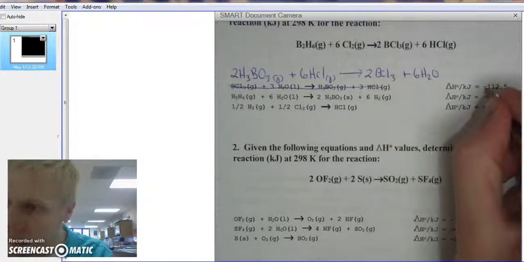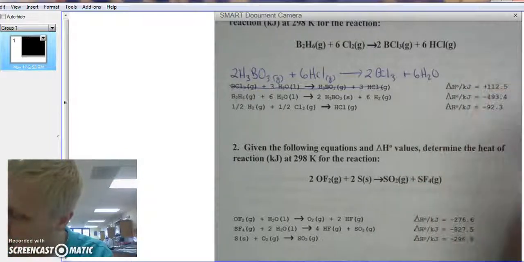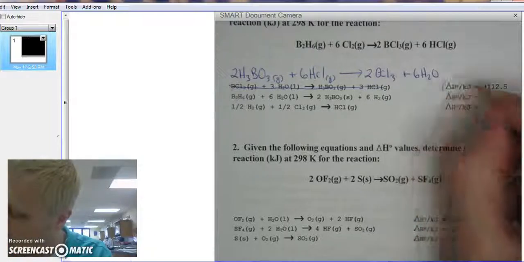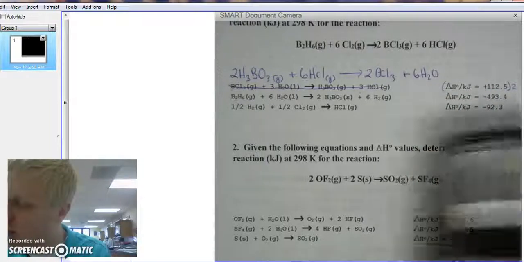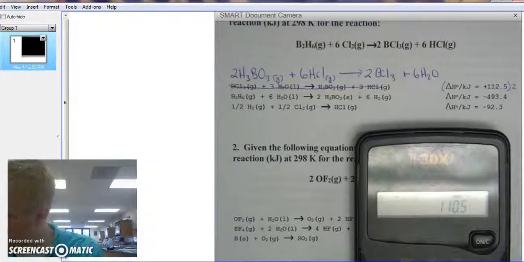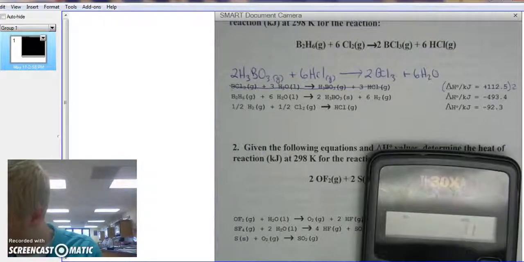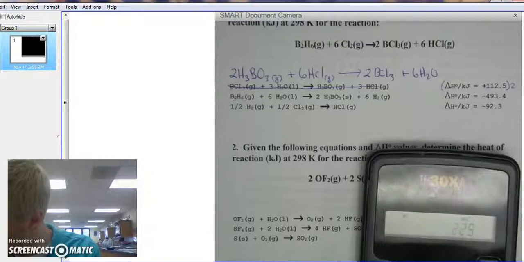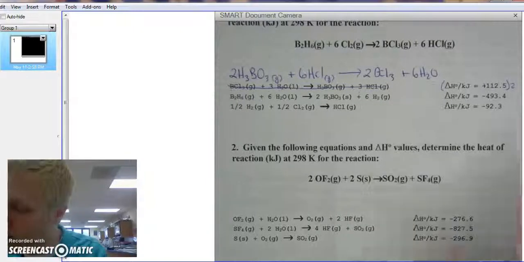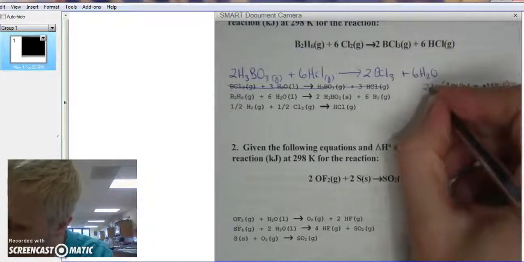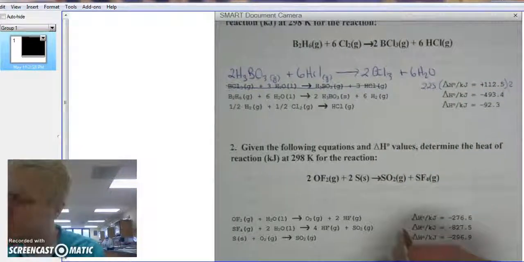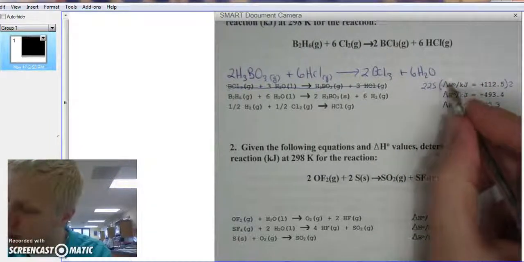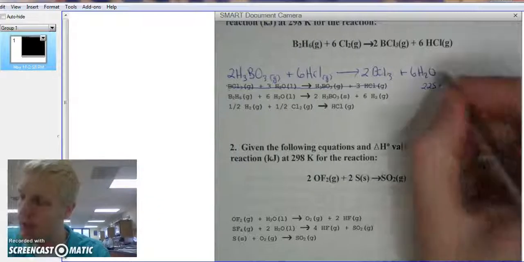So instead of having a negative, I now have a positive, and I'm multiplying it by 2. Take my calculator out that I bring to class each day. 112.5 times 2 is the same thing as 225. So 225 kilojoules. I'm just going to cross that out. I've got 225 kJ.